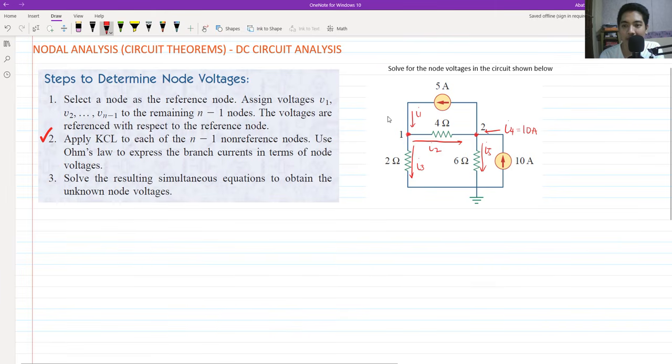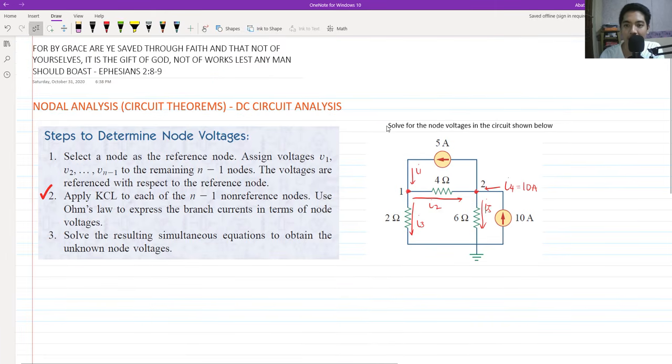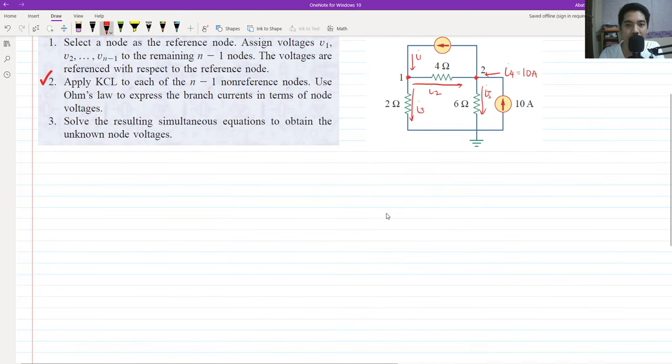But as I have said, after we have already defined the current for each node, it's time to use KCL. So we apply KCL at node V sub 1, or node 1. Again, current entering is equal to current leaving. So the current entering at node 1 would be I sub 1, that is equivalent to the current leaving, which is I sub 2 plus I sub 3.